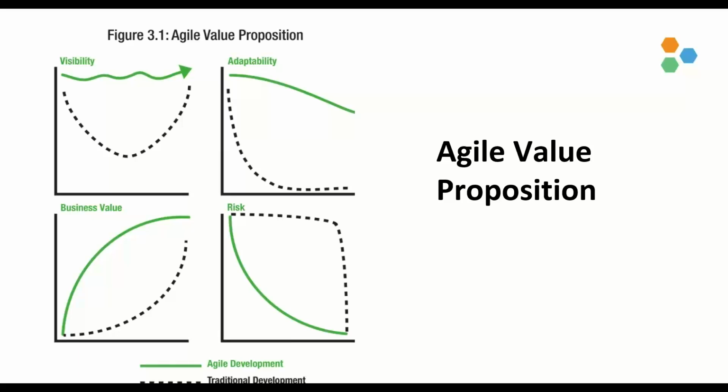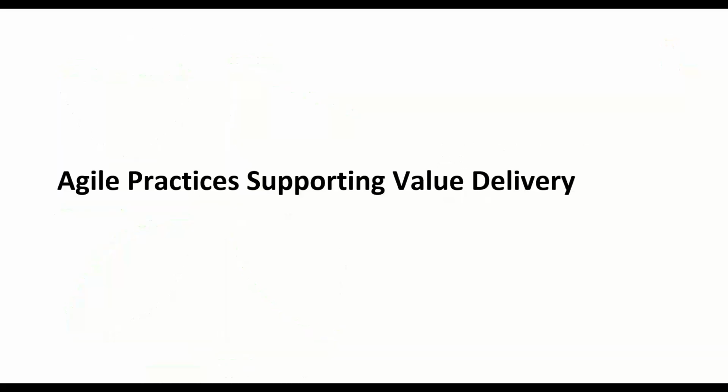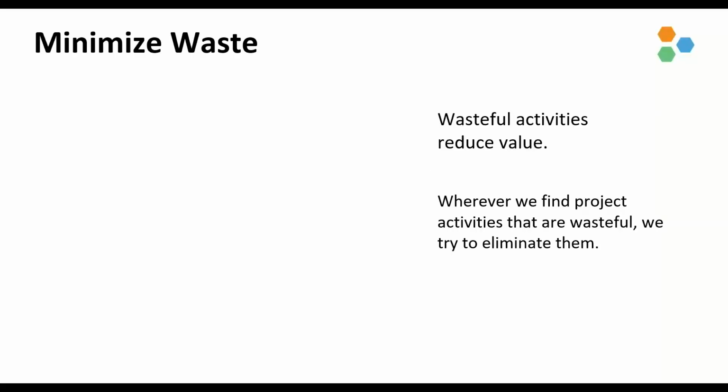And in short, value delivery means making decisions that prioritize the value-adding activities and risk-reducing efforts for the project, and then executing based on those priorities. So let's now look at Agile practices supporting value delivery. Let's start with minimizing waste.